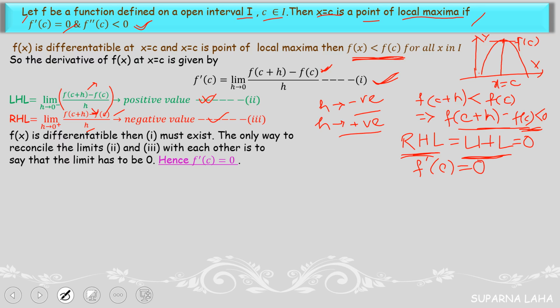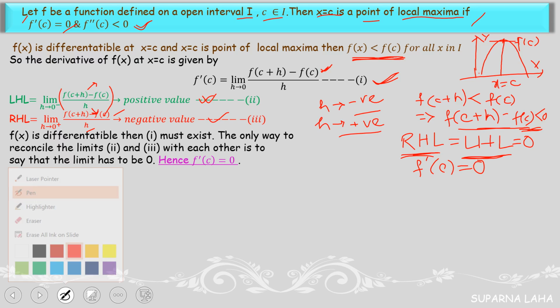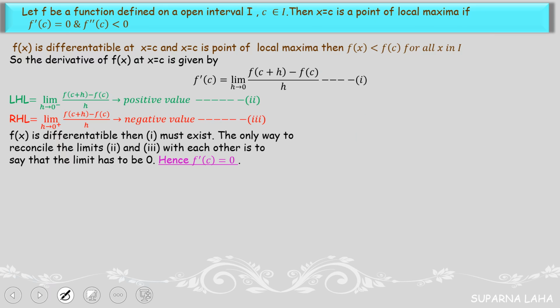So the first condition is proved. Now we will prove the second condition, that is, the second derivative at x equals c is less than 0. We will apply the same concept for the first derivative, using the definition of the derivative upon f dash x. So first let's check what information I have. For the second case, I have f dash c is 0.